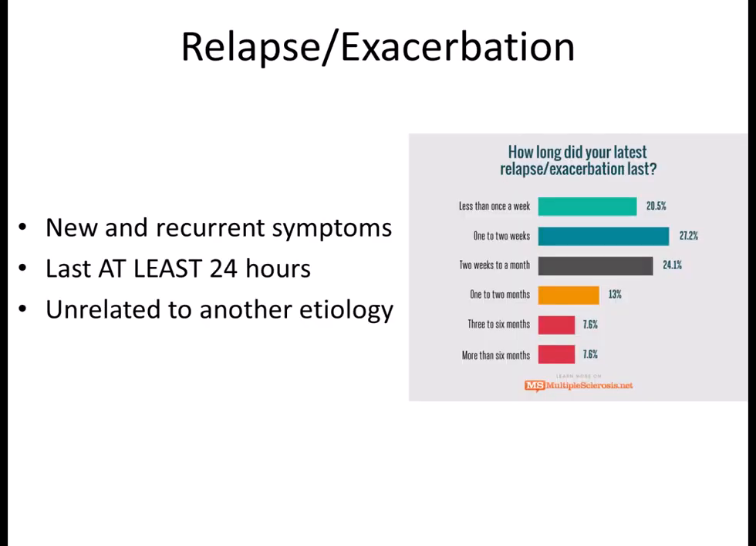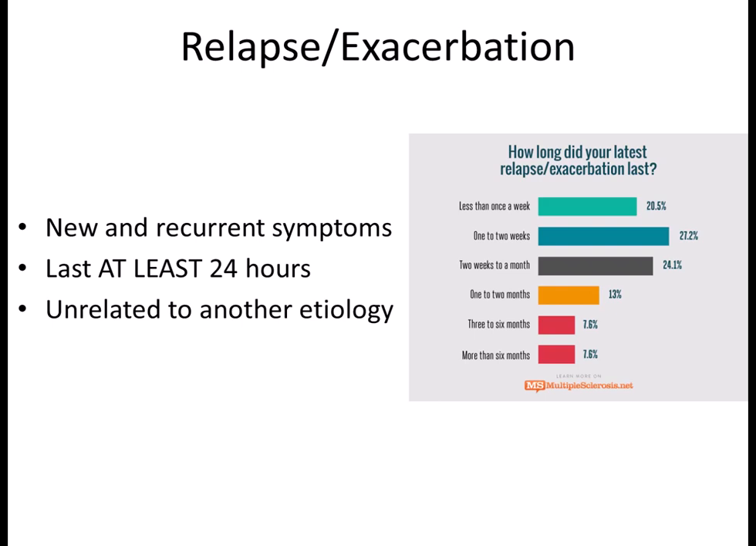To be considered a relapse or an exacerbation, the symptoms must be new or they could be recurrent symptoms. So if they're clinically isolated, they could have the same symptoms that they had before, or they could be completely new symptoms, depending on which part of the CNS has been demyelinated. As I keep saying, they must last at least 24 hours and they cannot be related to another disease process.